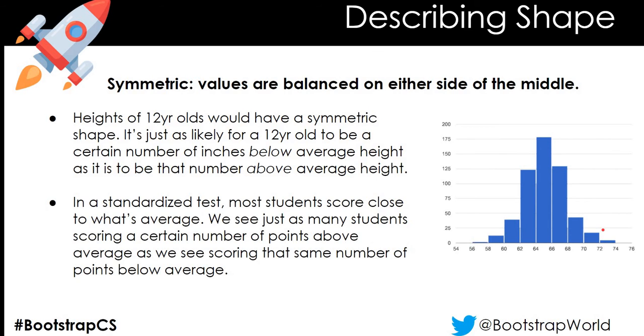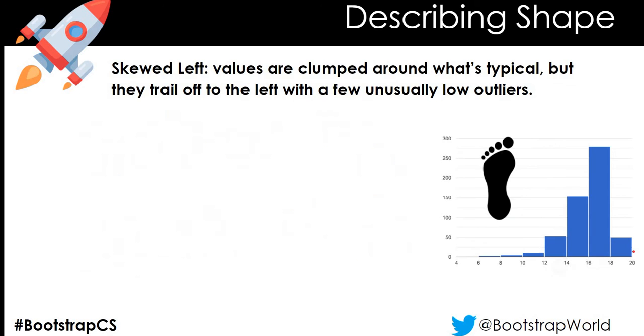On a standardized test, most students score close to what's average, right? So back in my day, a C would be what was the average score. And then they would use this model to assign what a B or an A would be.